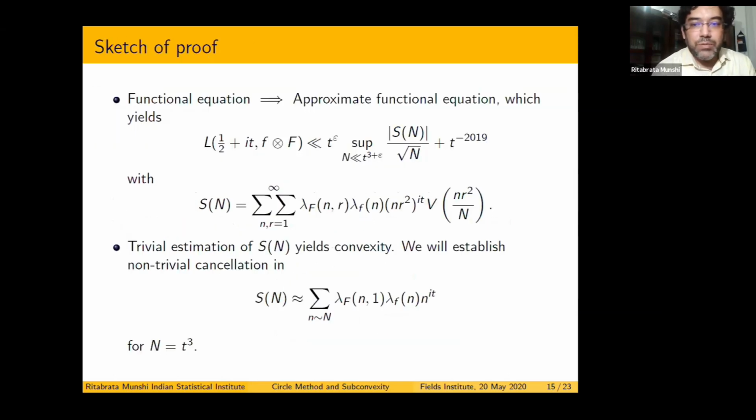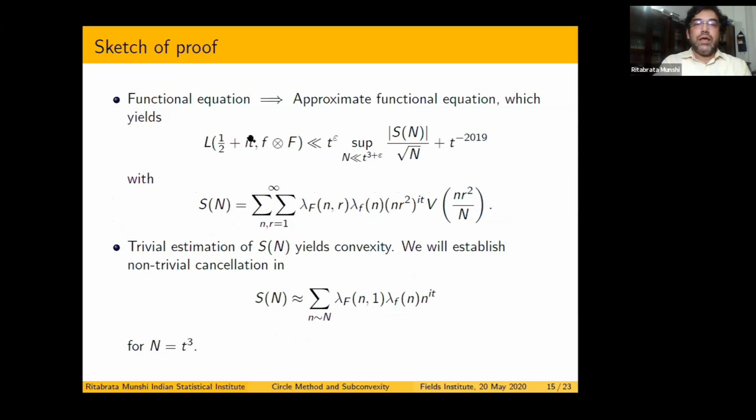Okay, so now let me try to give a proof of the theorem. First we want to estimate this on the central line, and there is one method from classical analytic number theory. It's called using the functional equation. We have something called the approximate functional equation, which gives you an expression for this L value inside the critical strip.